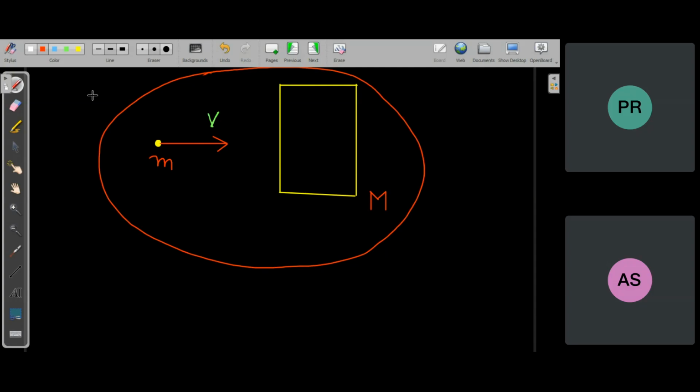So the momentum of the smaller block and bigger block, the whole system added together, the total momentum has to be conserved. To conserve total momentum, if the particle loses momentum, the block has to gain some momentum to compensate, so that total momentum remains constant.